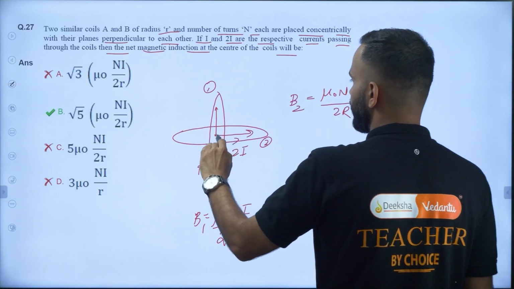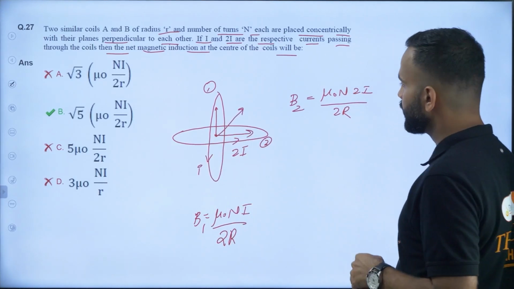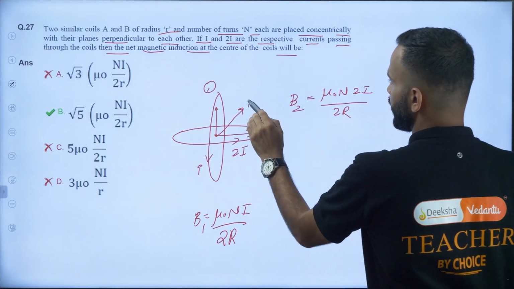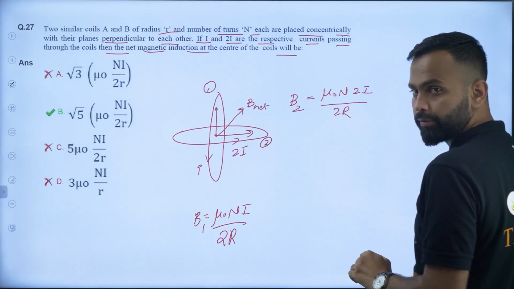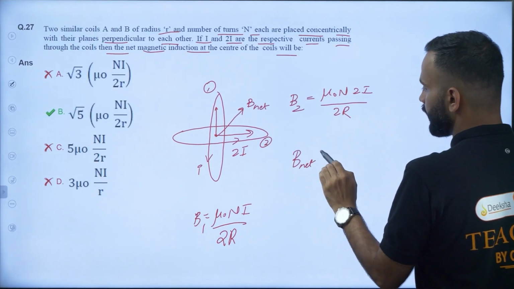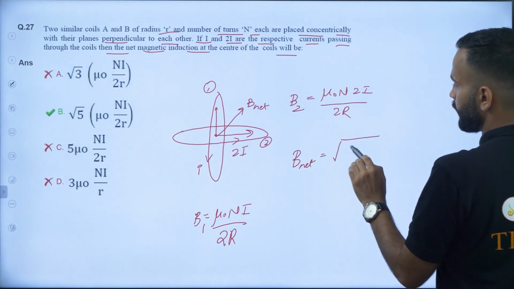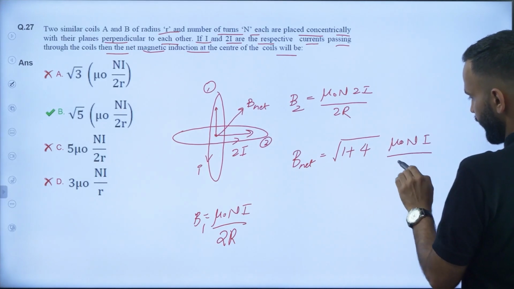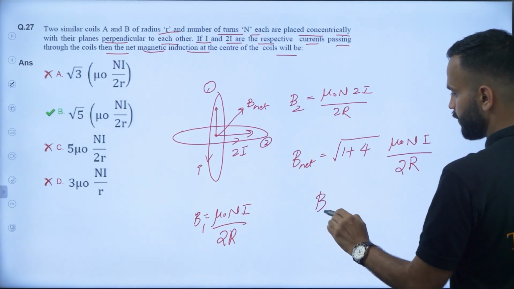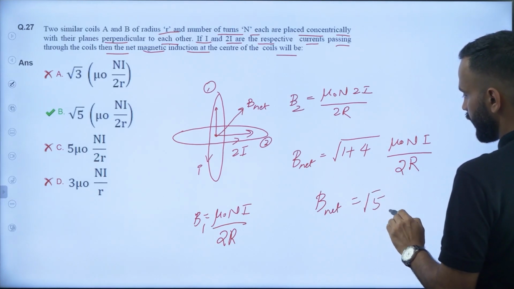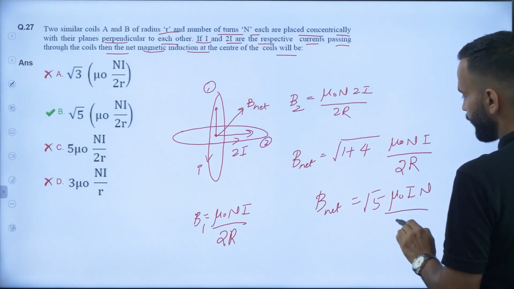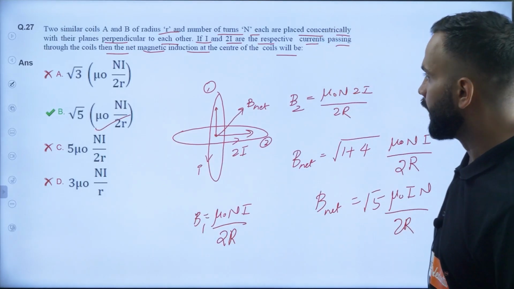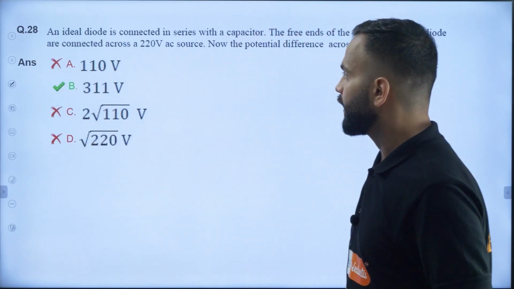Now take the resultant of these two magnetic fields, because magnetic field is a vector quantity. So this is the net magnetic field or resultant magnetic field. B net is equal to root of 1 plus 2 square, that is 4, into mu naught N I divided by 2R. So now solve this. B net is equal to root 5 into mu naught I N divided by 2R. So the correct option is B. The next question, question number 28.